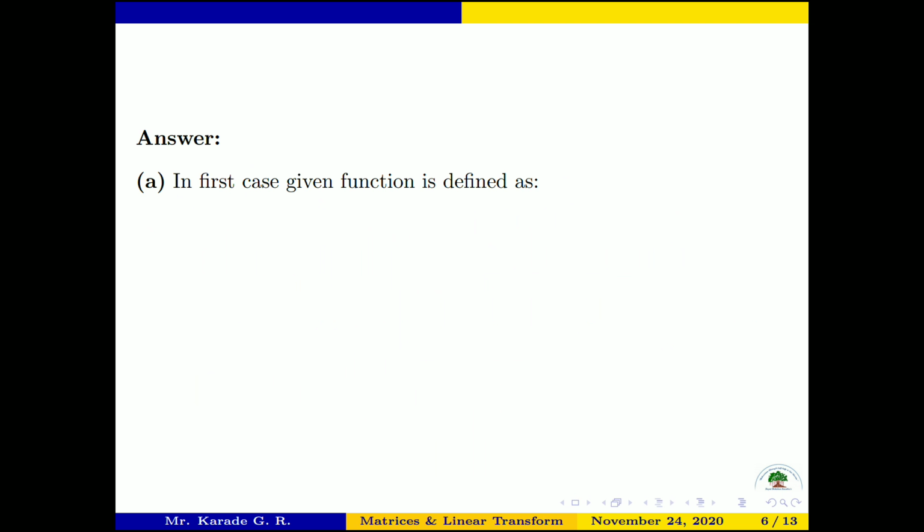Consider first, in the first case, the given function is defined as L from R3 to R2, and L of x comma y comma z is equal to a vector from R2. First component is x and second component is nothing but the addition of y and z, the second and third components of the vector in R3. So the definition is very simple.